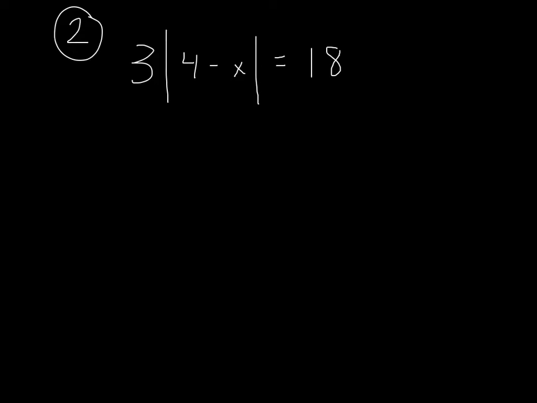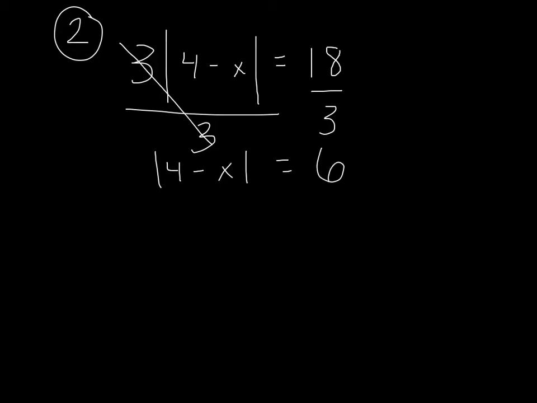Now this time the absolute value is not by itself yet, so I need to get it by itself. To do that I need to move that 3. Well, that 3 is multiplied with the absolute value, so I will need to divide by 3. I'm going to tell you right now, you cannot distribute into an absolute value. They are not parentheses, you can't do it. So when we divide by 3, we get the absolute value of 4 minus x equals 6.